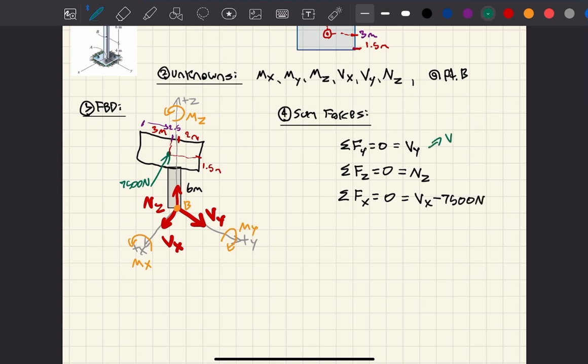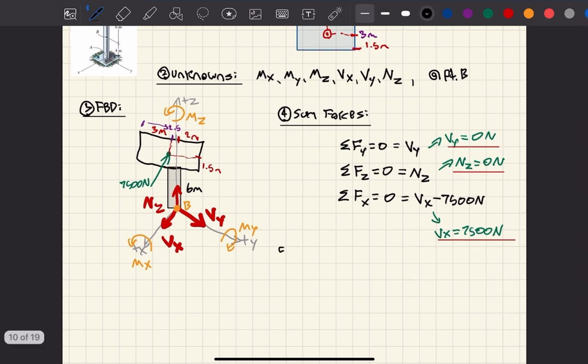Abracadabra, we know one of our answers, 0 newtons. This one is 0 newtons. And this one is Vx is equal to 7,500 newtons. Beautiful. Three of our answers right there. We need 3 more. And that simply comes from the moment summation. So we're going to sum moments.